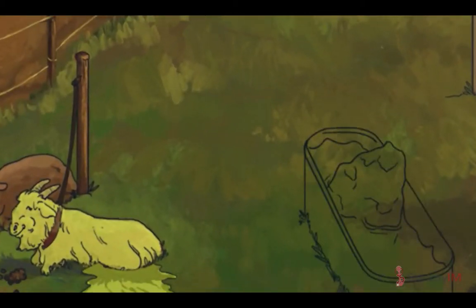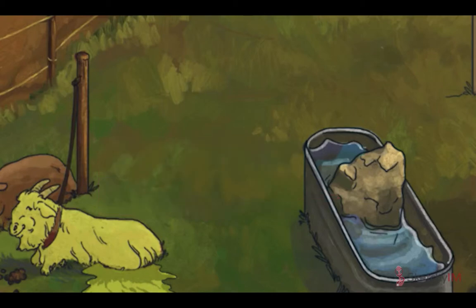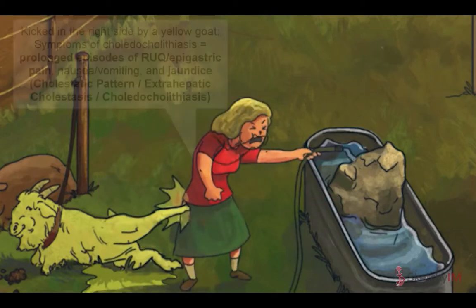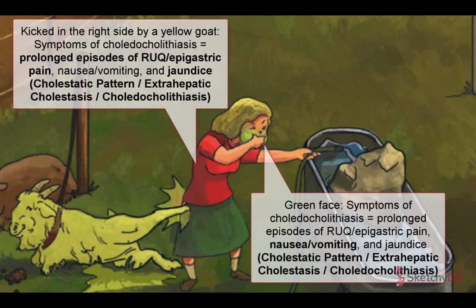One of the most common causes of extrahepatic cholestasis is gallstones within the common bile duct, also known as choledocholithiasis. Patients present with prolonged episodes of right upper quadrant or epigastric pain, accompanied by nausea and vomiting. Some may also have jaundice. Passage of the stone relieves the symptoms.